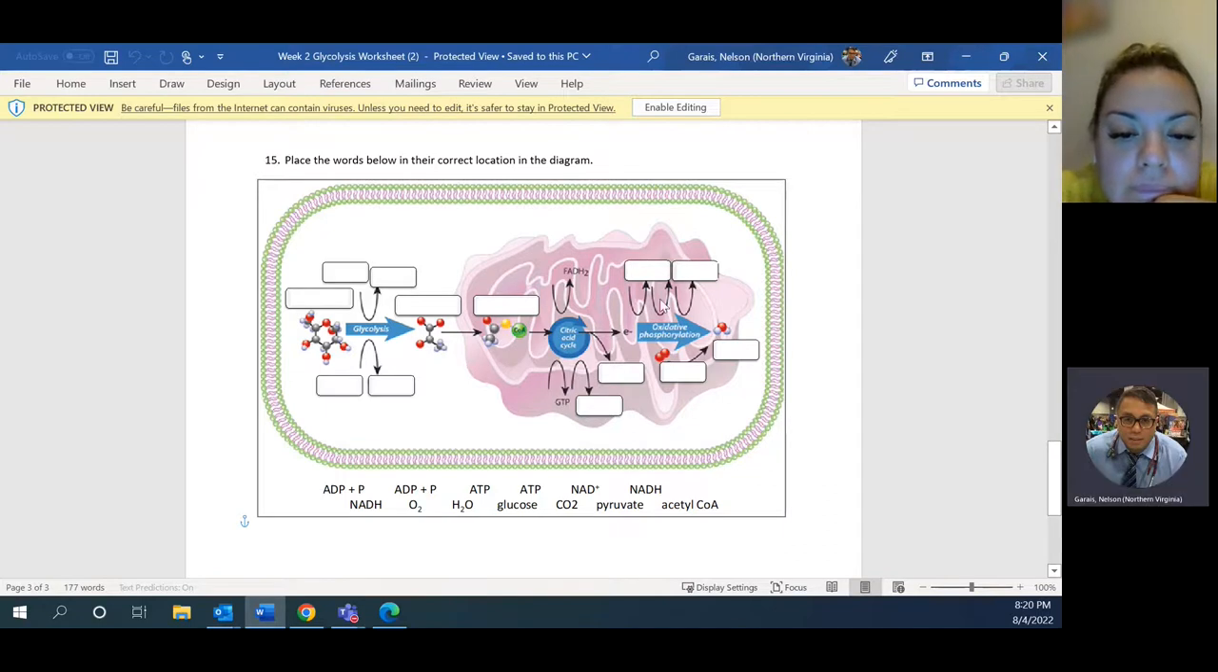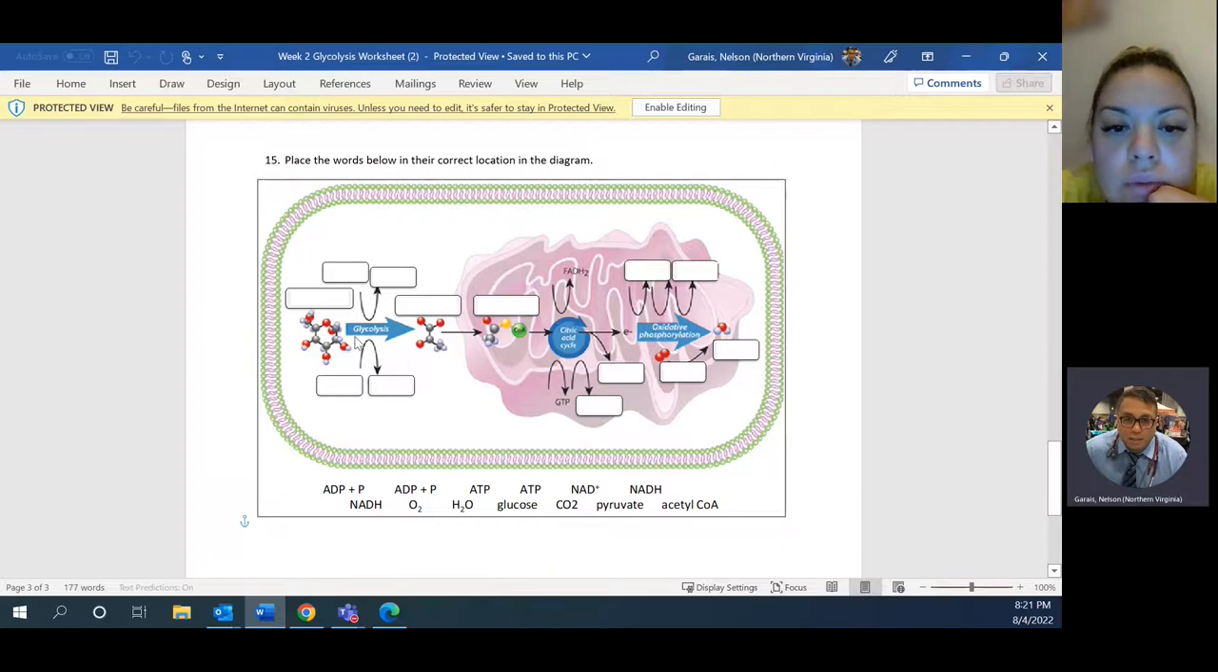But the electron transport chain is also known as oxidative phosphorylation. Doesn't that require oxygen right here? Yup. And what's it going to kick out? Water. And what is the most important thing that oxidative phosphorylation kicks out? ATP. Lots of it.